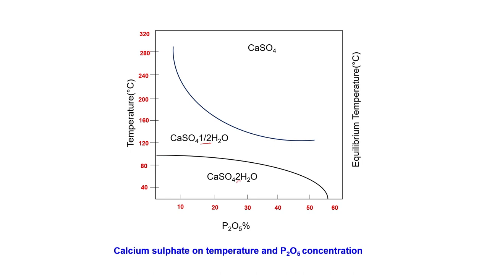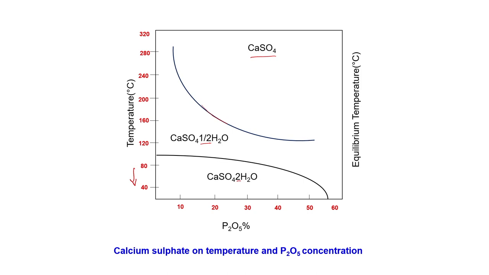So if you need 2 molecules of water to be associated, you need a low temperature and a concentration near about 10 to 50, but primarily temperature. In between this, you will have the hemihydrate. For hemihydrate, you need higher and higher temperature, primarily lower P2O5. And if you go above that, this is the equilibrium line. Above this, you will only have dried calcium sulfate. For this, you require high temperature as well as high concentration for simple calcium sulfate. Equilibrium temperature means these points, these are the equilibrium temperature points.